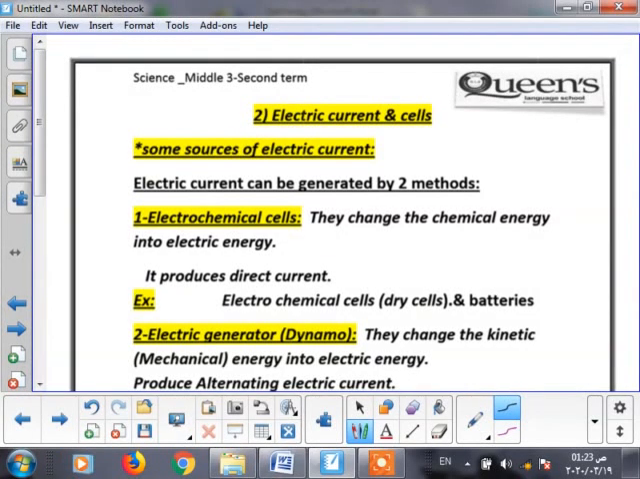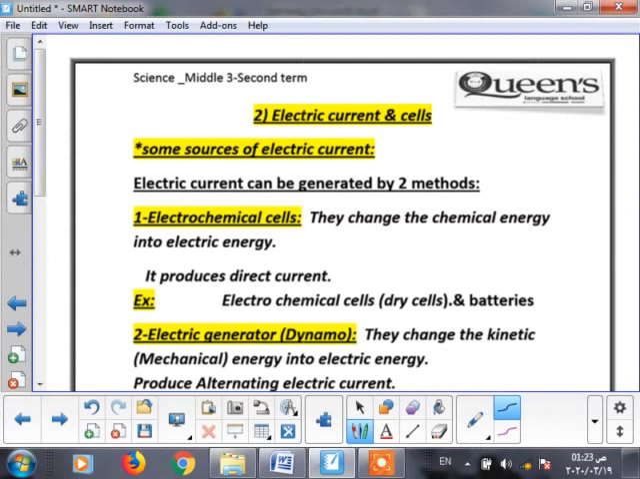Good morning. We know from our lessons that electricity is a very important form of energy because we use it in operating machines and in lighting. And we know that we can get electricity by making electric current. But what are the sources of electric current? We have two sources of electric current: the electric cell, or electrochemical cell, and the electric generator, or dynamo.